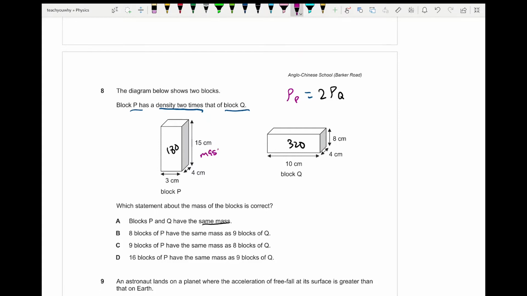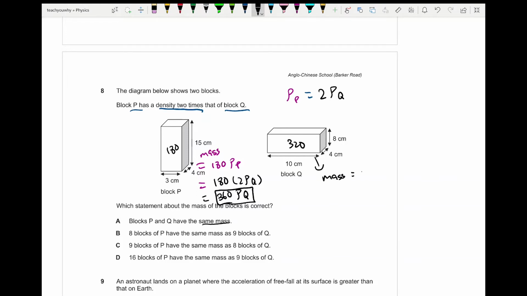So mass is equal to 180 rho P. Now I want to write it in this manner, later you will see why. 180 times 2 rho Q, so it's equal to 360 rho Q. Now why do we want to leave it in rho Q? Because it's easier for us to make comparison. And then what's the mass of this?